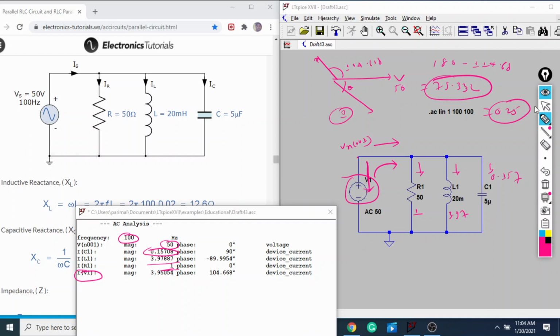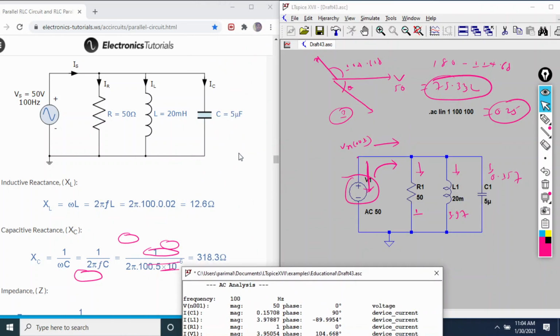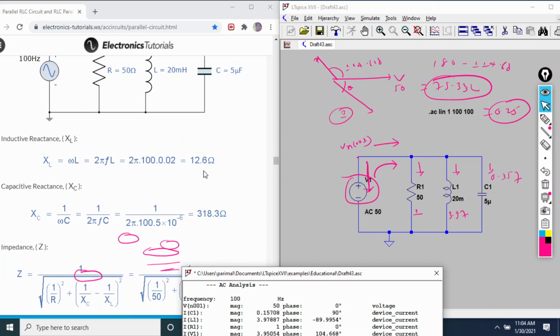Now let us see whether what we got is correct or not. Now let me erase all this.